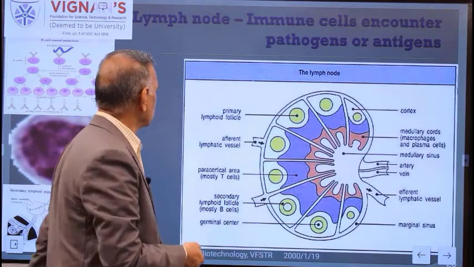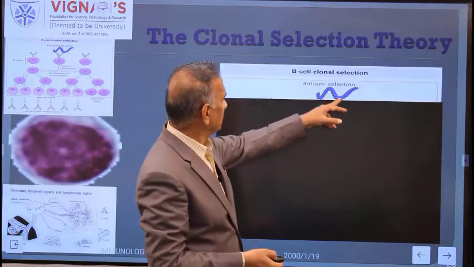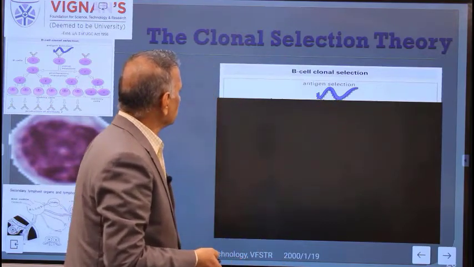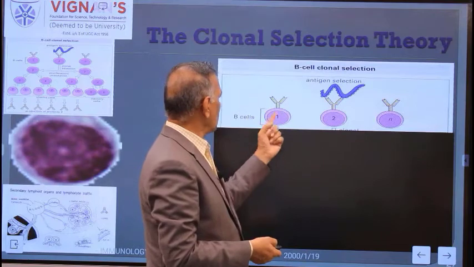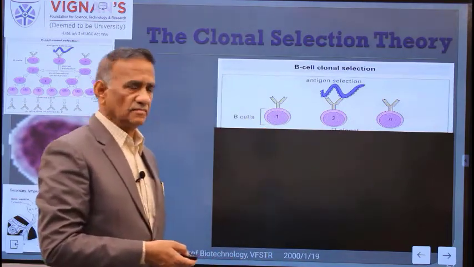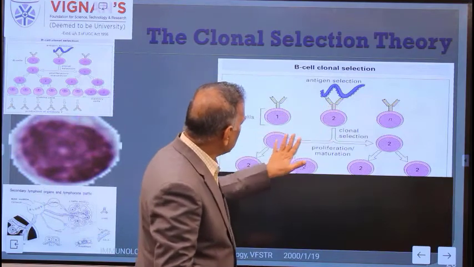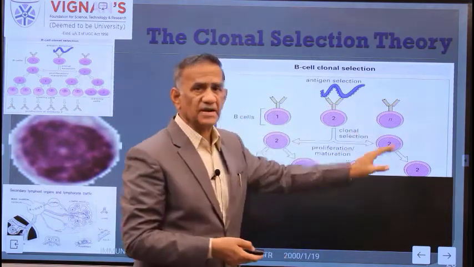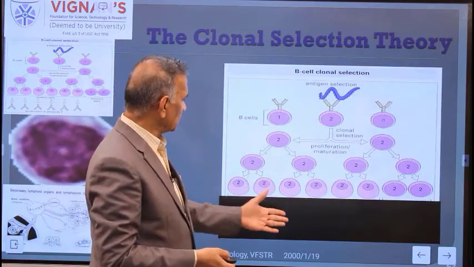Now, let us see the clonal selection theory. That is the antigen, let us say the COVID antigen. The COVID antigen binds to one of the B cells, let's say B cell 1, B cell 2, B cell N. Once it binds, B cell 2 alone undergoes proliferation, not number 1 and number N. So this proliferation continues.